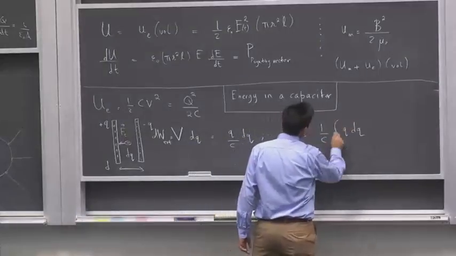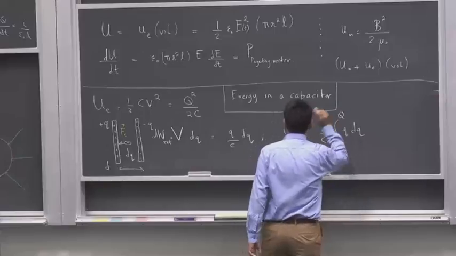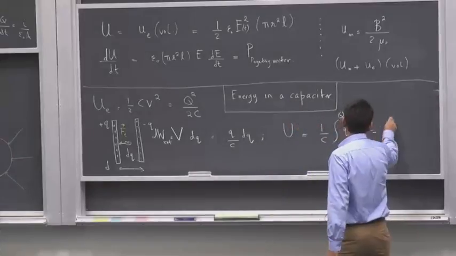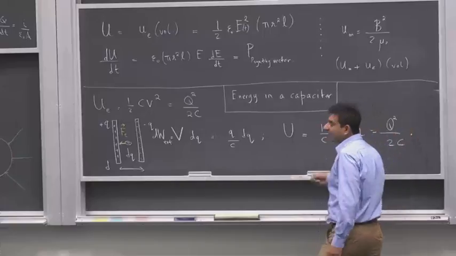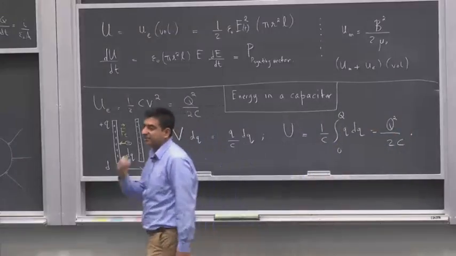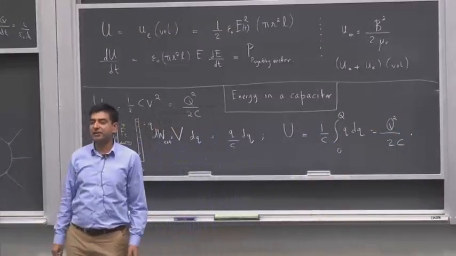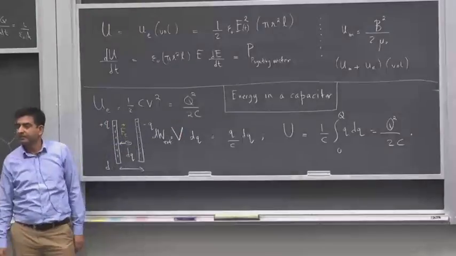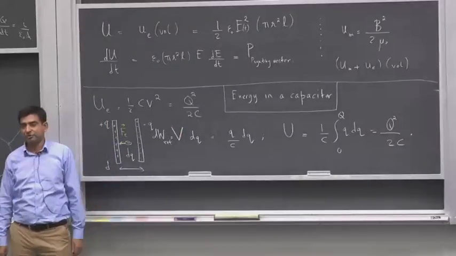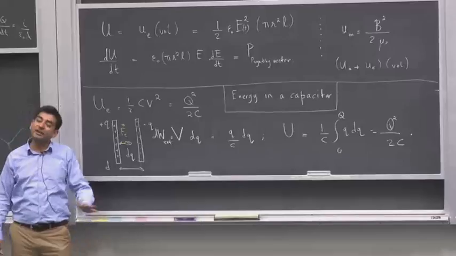If this capacitor is charged up to capital Q, then this turns out to be Q square over 2C. So this is how I derive the energy stored inside the capacitor. And that's equal to the energy density times the volume inside the capacitor. So this was one approach. But there are other approaches as well.